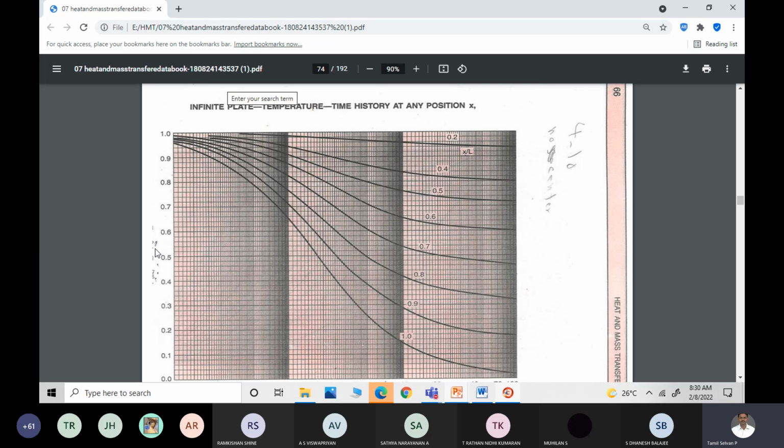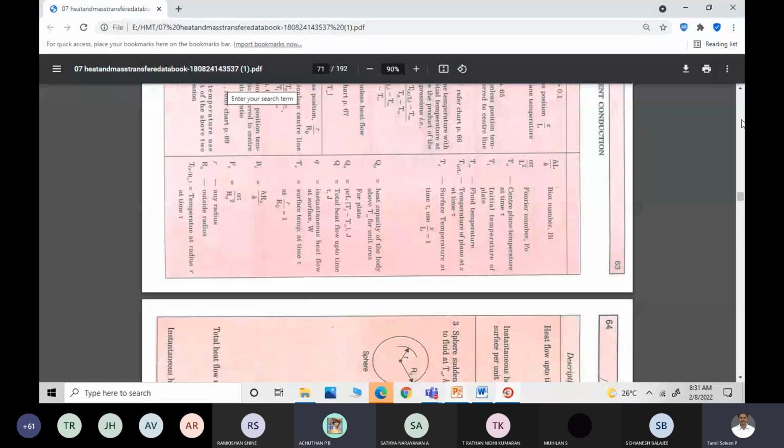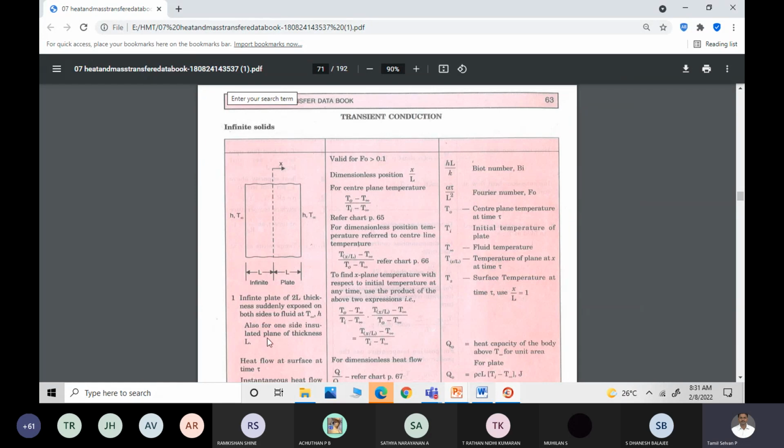Students, because the person who scanned it has not given this correctly, what is the y-axis? Please tell me from your charts. It is (T at x by L minus T infinity) by (T naught minus T infinity). So the x-axis is x by L. Yes, here it is the y-axis. I'm sorry, that's correct. The second one is (Tx by L minus T infinity) by (T naught minus T infinity).